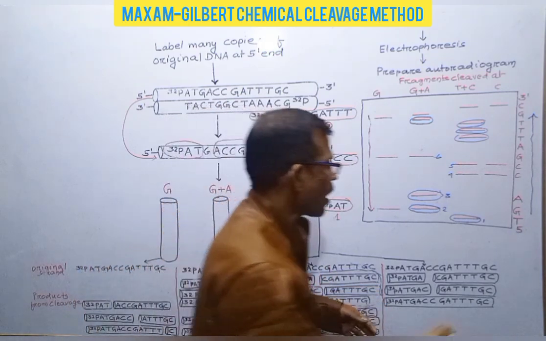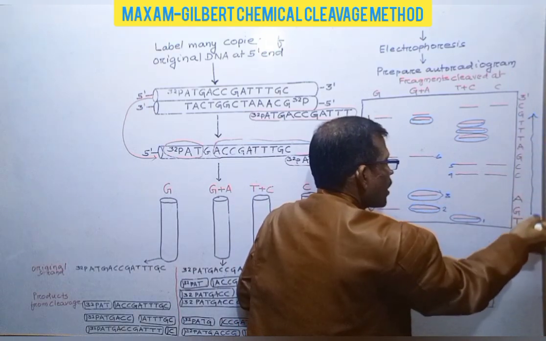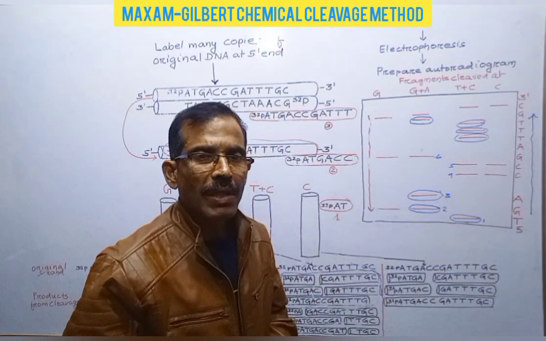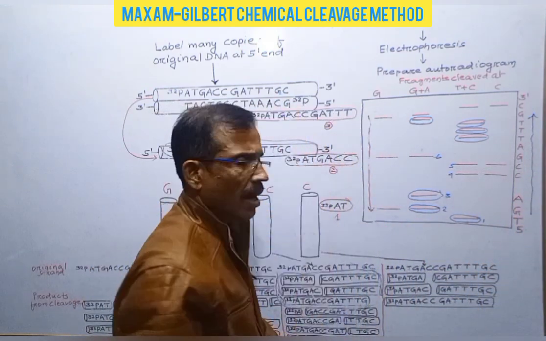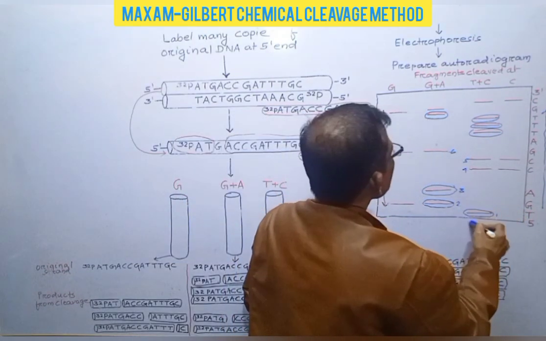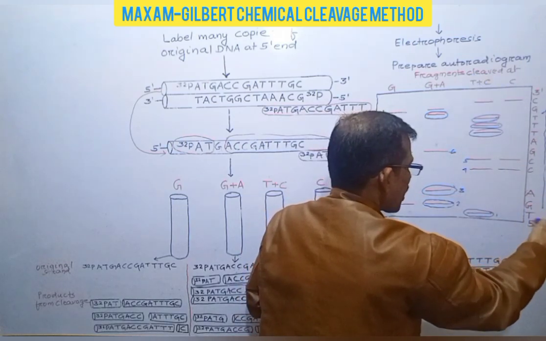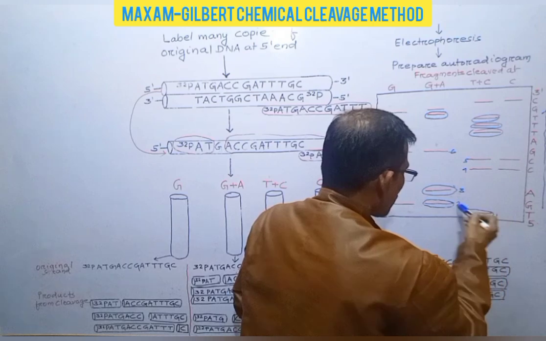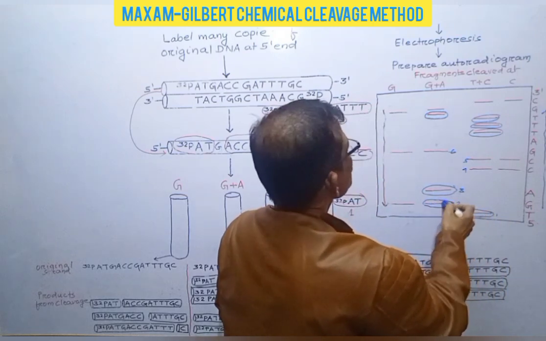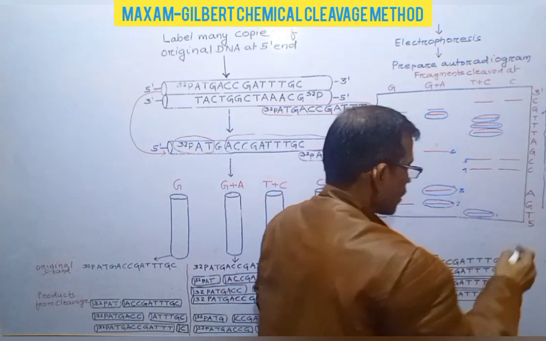After autoradiography, we have to read the gel from bottom to top in 5' to 3' direction. In order to know the sequence of the DNA strands, start with the lowest band which has been generated due to cleavage of thymine. So the first base will be thymine. This will be followed by second band which has been created due to the cleavage of guanine. So the next base will be guanine.